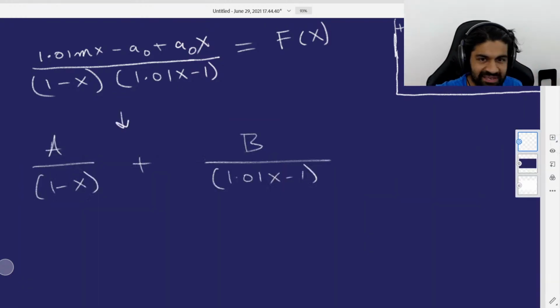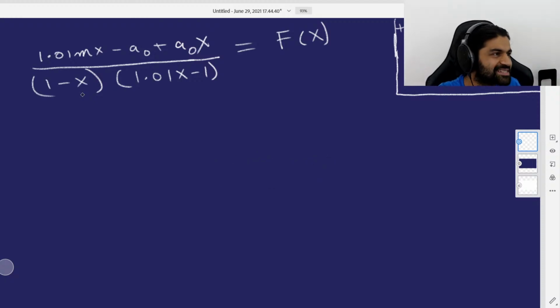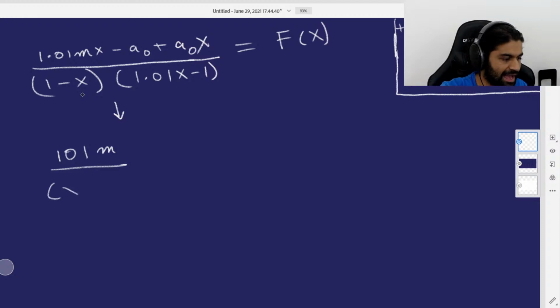So let me just copy in what Mathematica said. This is what Mathematica does, and it writes things in a form which is not 100% what we want, but it's still way easier than doing partial fractions ourselves. So what Mathematica said is that this will turn into, let's see, 101 times m over x minus 1. Oh, I'm sorry, times 1 minus x.